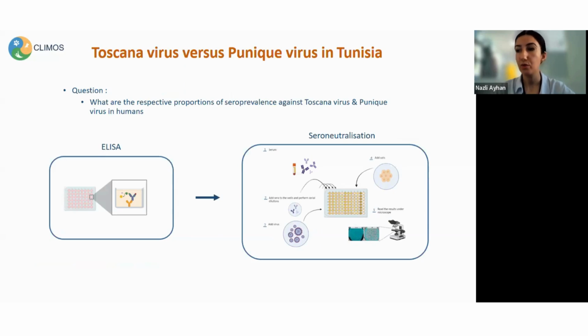There are several serological assays that we could have used in this study. There are ELISA tests available. ELISA tests are quite sensitive, but they are less specific. So that's why in the first step, we performed an ELISA test, and afterwards we tested the samples with a seroneutralization assay, which is more specific.